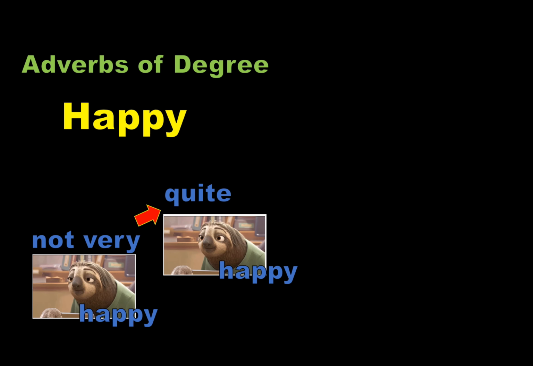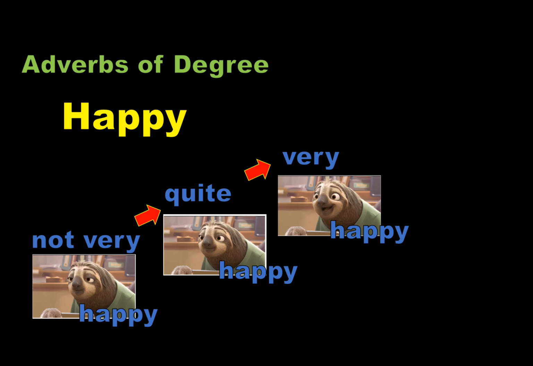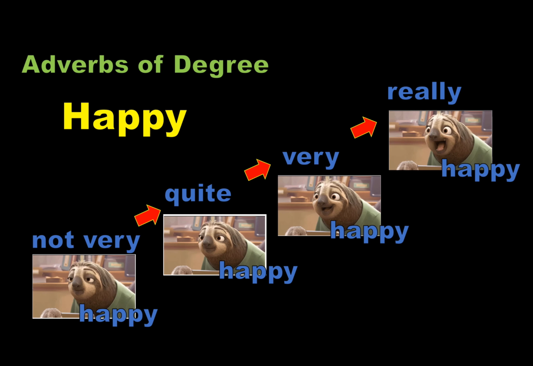Let's try the first one. Not very happy. As you can see, the sloth is not very happy. Let's try the second one. Quite happy. As you can see, the sloth is looking quite happy. Let's try the next one. Very happy. Look at that. The sloth is actually very happy. Let's try the last one. Really happy. As you can see, the sloth is looking really happy right now.